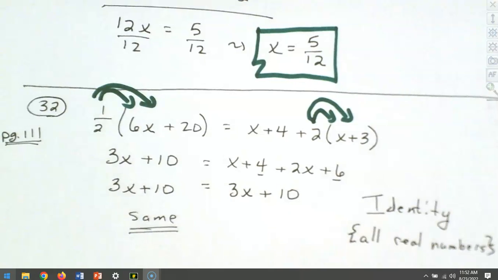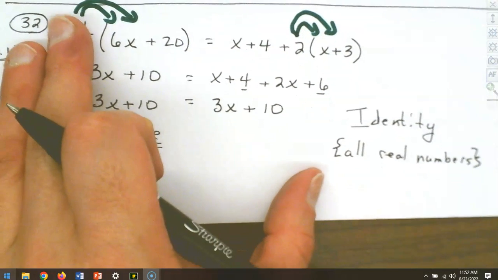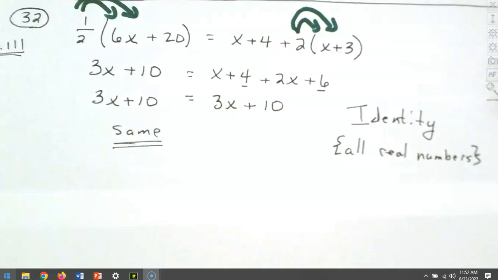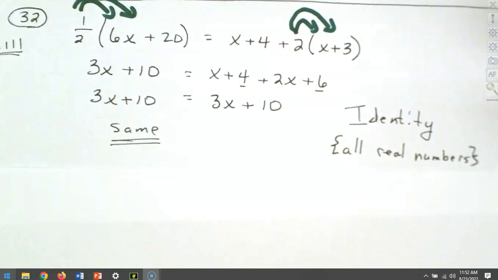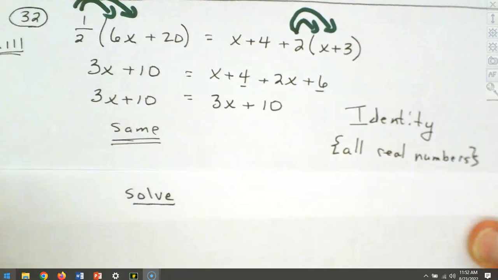Okay? Is everyone okay with that? So I picked that one because that was an identity. Let's do another fraction question. And this one requires a different technique. This one's going to require us to use cross multiplication.